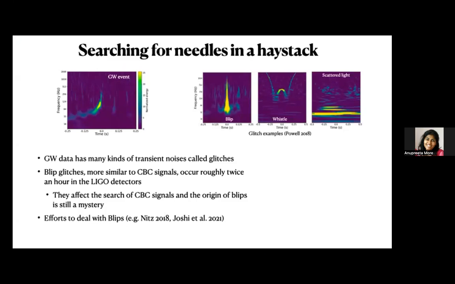So here are different examples of different types of glitches. This one is called blip, this one is called whistle, and this one is called scattered light. There are many more categories, like a dozen or more categories of different types of glitches.